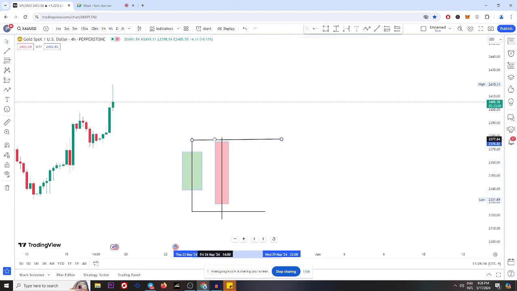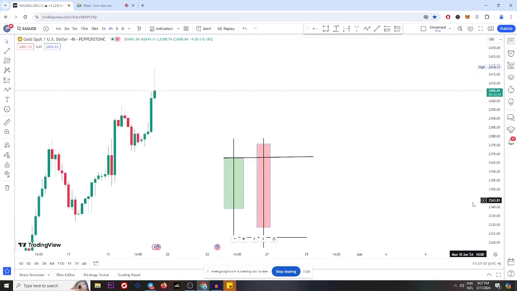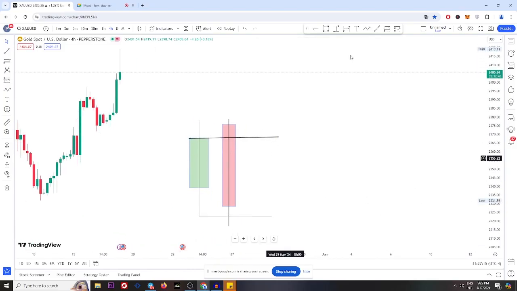Also, when you have a resistance, we are going to have a V shape in the line chart. Sorry, I always make the mistake. It is an A shape. Thank you. Now look what happened here.